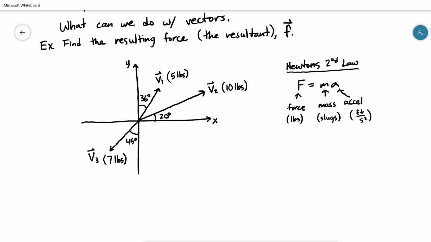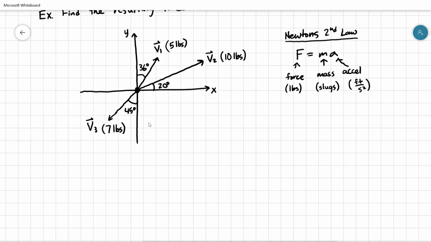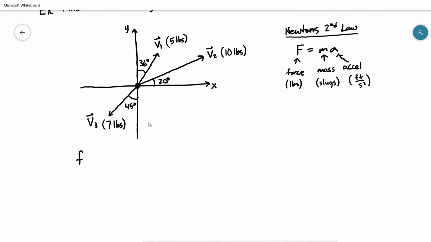Okay, so here's our picture. I just want to figure out the combined force of these three forces. Imagine they're playing tug of war on some object sitting here at the origin. Basically, what is the net result of all of these forces? So, I want to add up all of these forces. The resulting force F is just going to be the sum of V1 plus V2 plus V3.